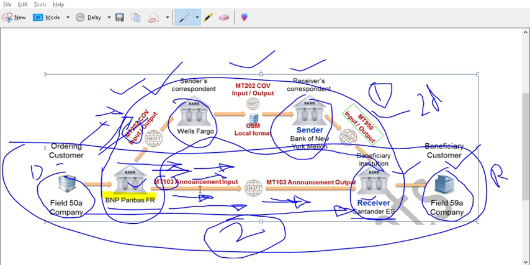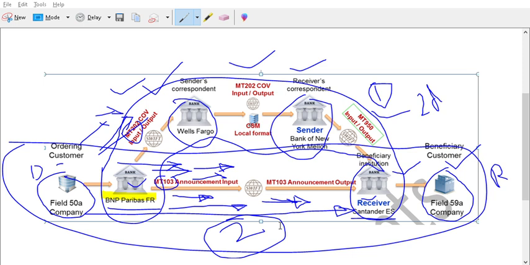MT202 cover is the original standard message format. MT202 simple is the original standard message format. It does not contain both the origination and destination FI account information. Meaning here, in MT202 we don't have details of the originating and destination financial accounts. Means the debtor and the receiver, the person as well as the bank. Okay, both may not be contained here.